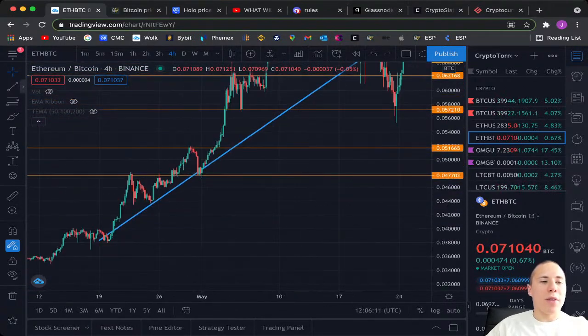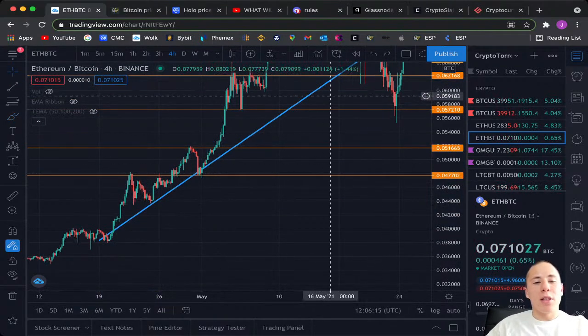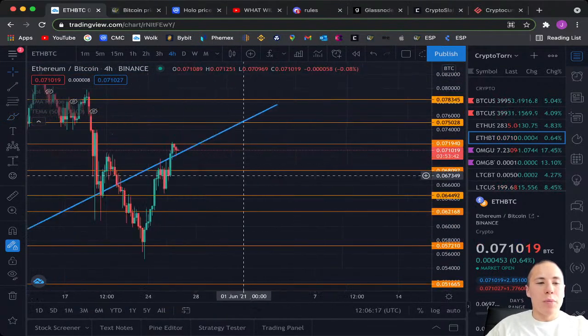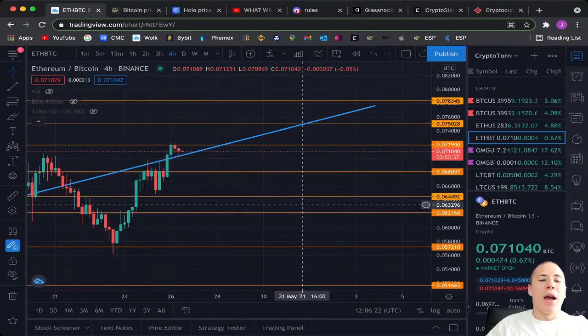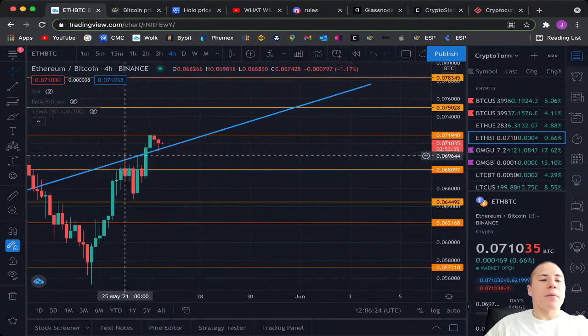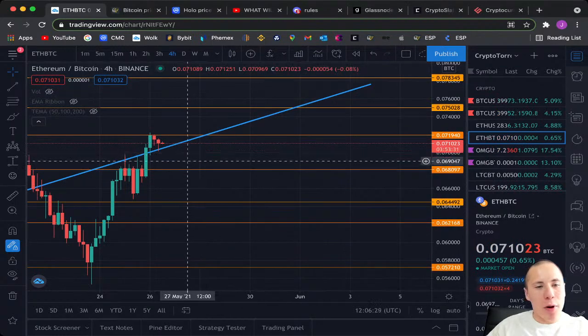We already saw several touch points in the past, as you could see over here, but we are seeing as well that once we broke below it, it was quite difficult before we actually got above this upward sloping resistance and found support on top of it, and right now we are currently doing so.